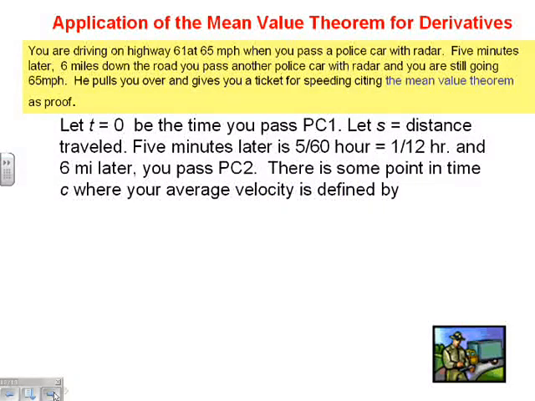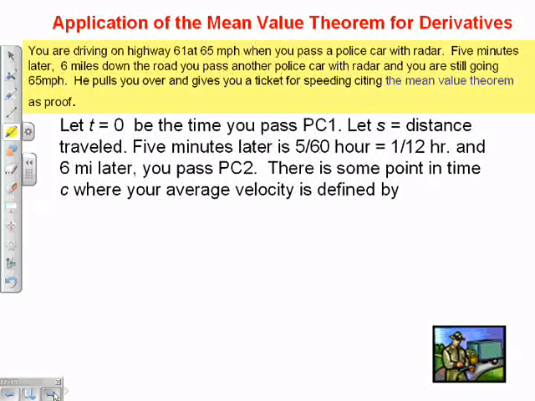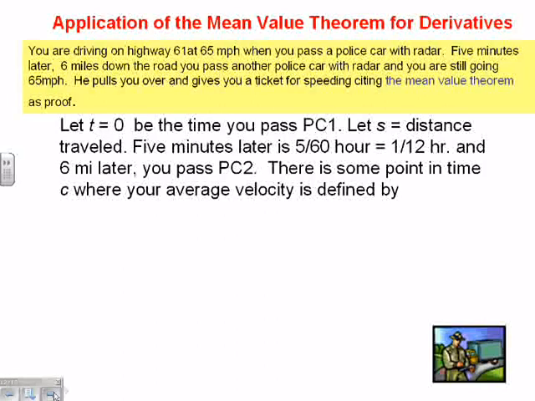T equals 0, PC, so police car 1. We got our distance. First thing I thought about was right here. Our speed is in miles per hour, so our time needs to be in hours as well. So 5 minutes out of 60 minutes per hour gives you 1/12 of an hour. So what we're using is, again, the idea of the mean value theorem, that at some point in time, the average velocity is going to have to equal the instantaneous velocity, which is what will get you a ticket.